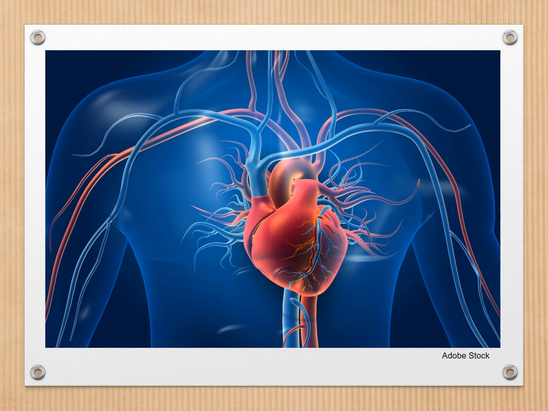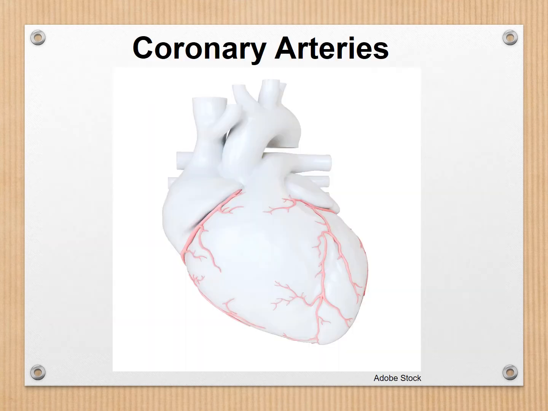This blood delivers oxygen and nutrients to all parts of your body and carries away unwanted carbon dioxide and waste products. Your heart and circulatory system works together to deliver blood to your organs so they can function. The heart needs a constant supply of blood, like every other living tissue.